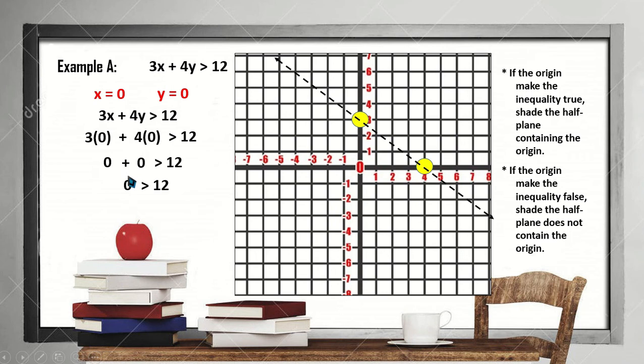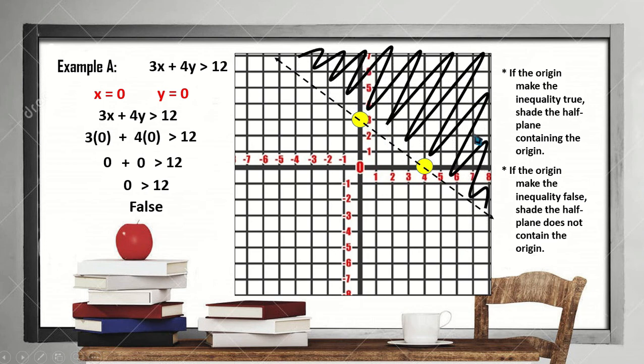So kung titingnan natin, we have 0 greater than 12. Is this true or false? So that is false. So according dito, kapag ang lumabas ay false, ang shadan natin ay yung wala si origin. So since nandito yung origin natin, ang shadan natin yung kabilang side kasi ang lumabas dito ay false. Ganun. Pero kapag ang lumabas dito ay true, ang shadan nyo kung nasaan si origin.